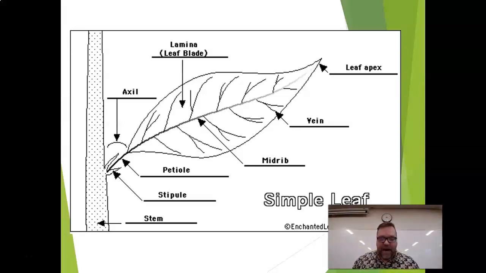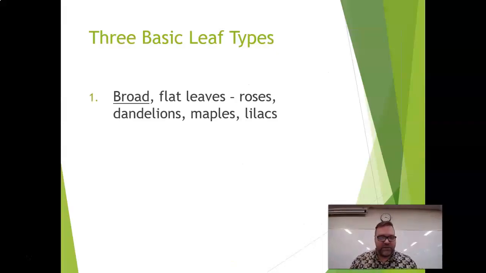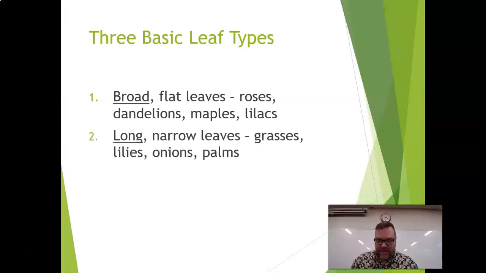So we are now at the bottom of page 6 and we're going to move on from here, talking about our notes. 3 basic leaf types. Let's talk about those. There's a broadleaf. This is what most of us think of when we think of a leaf. It's usually flat, like a rose, a dandelion, a maple, a lilac.